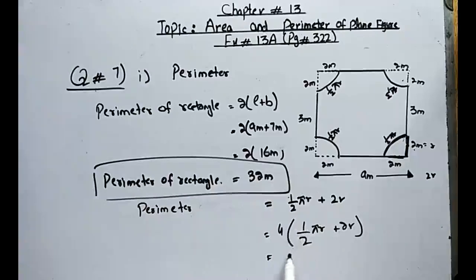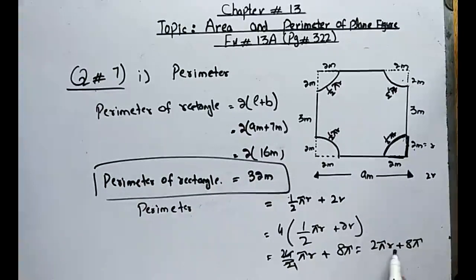Now open the bracket, 4 will multiply with this one, plus 4 2s are 8 pi. So 2 1s are 2, 2 2s are 4. It will become 2 pi r plus 8 pi. Yes?